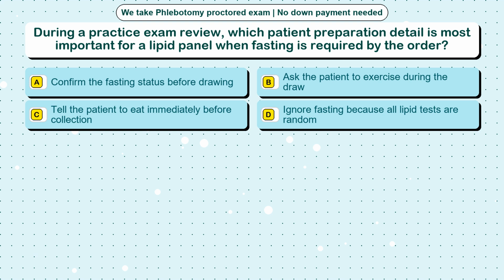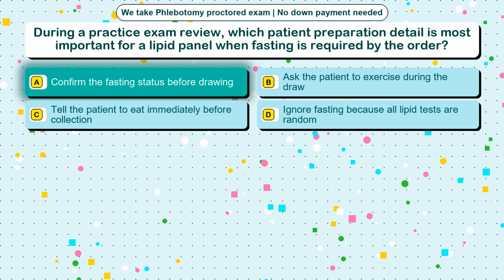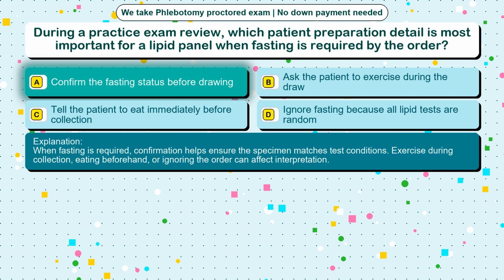Question 57. During a practice exam review, which patient preparation detail is most important for a lipid panel when fasting is required by the order? Option A, confirm the fasting status before drawing. Option B, ask the patient to exercise during the draw. Option C, tell the patient to eat immediately before collection. Option D, ignore fasting because all lipid tests are random. The correct answer is option A, confirm the fasting status before drawing. When fasting is required, confirmation helps ensure the specimen matches test conditions. Exercise during collection, eating beforehand, or ignoring the order can affect interpretation.